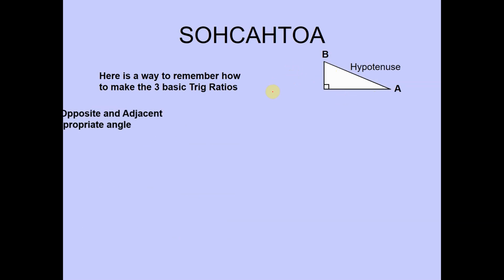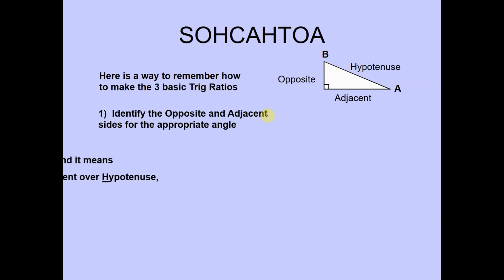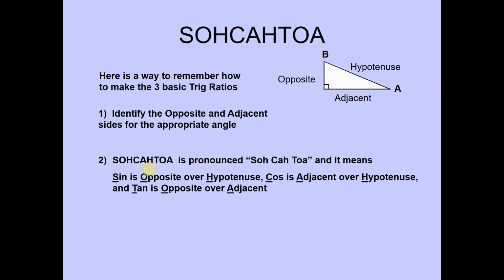And then there's a way to remember it. Let's have a look. SOH CAH TOA. So that comes from sine is opposite over hypotenuse. Cosine or cos is adjacent over hypotenuse, and tan is opposite over adjacent. That's the way to remember it, SOH CAH TOA. Yep, all good.